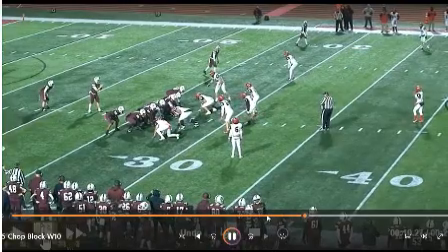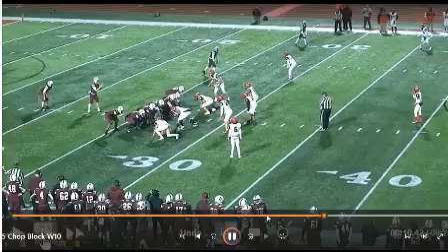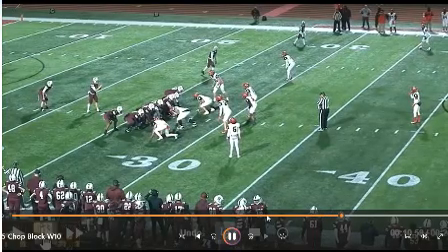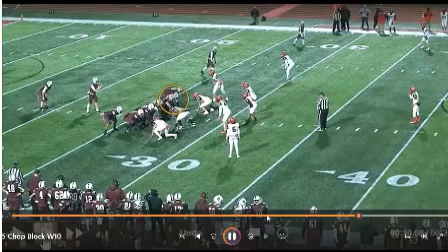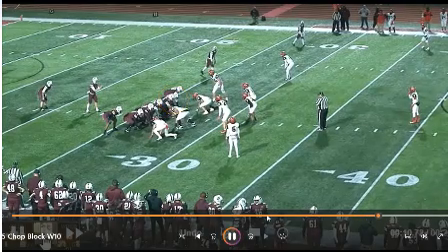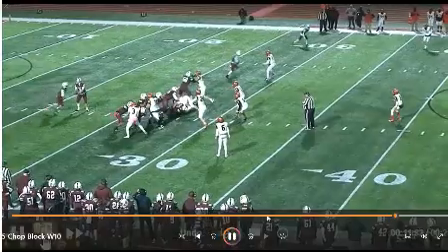As this goes in slow motion, you're going to see the one block low and the other block be above the waist. Nice job here by the officiating crew.